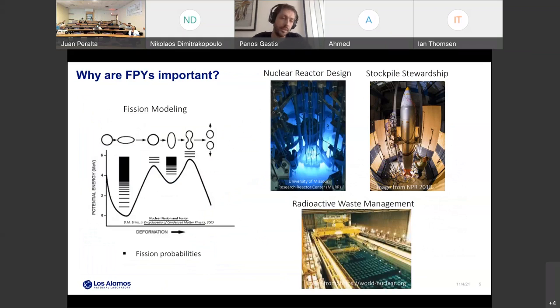Fission product yields are important both for fundamental physics and applications. In the case of fundamental physics, by measuring fission product yields we can extract useful information about the fission barriers and improve the theoretical models that we use for predicting fission probabilities. But they're also directly related to critical nuclear applications, like, for example, design of nuclear reactors, radioactive waste management, and nuclear weapons. And all these areas are directly connected with the core mission of the Los Alamos National Laboratory.